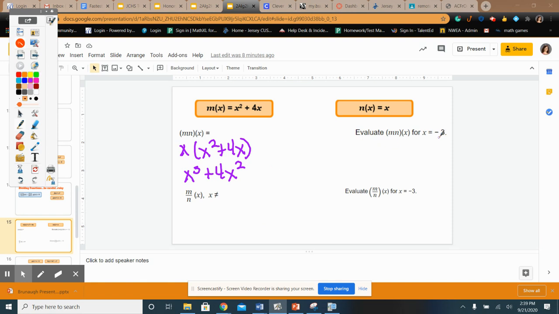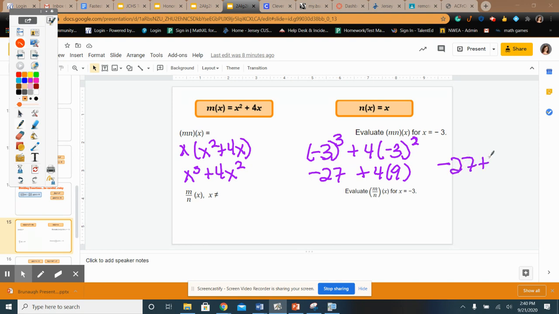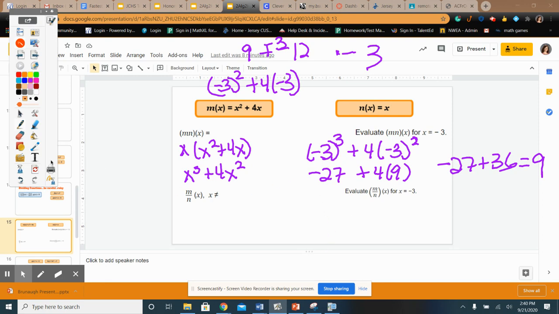Let's evaluate that when x equals -3. Well, since I already have the rule here, I can take -3 to the third plus 4 times -3 squared. That will be -27 plus 4 times 9. -27 plus 36, and I'm getting +9. You also could have taken -3 into this guy: -3 squared plus 4 times -3, which would have been 9 plus -12, which is -3, times -3 again for this guy, which would be +9.